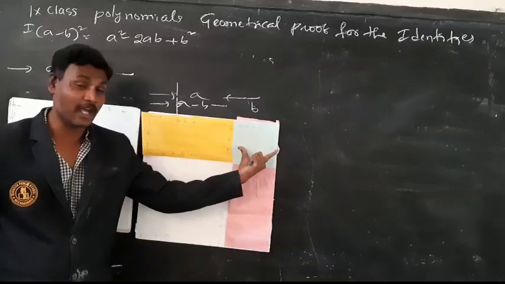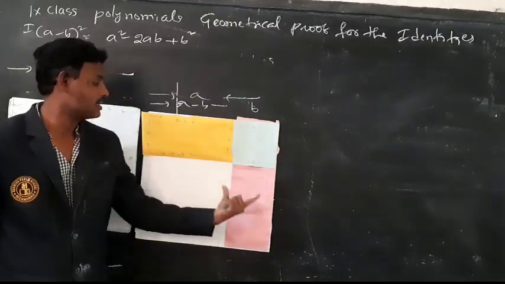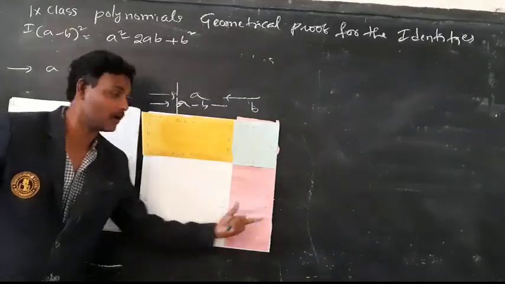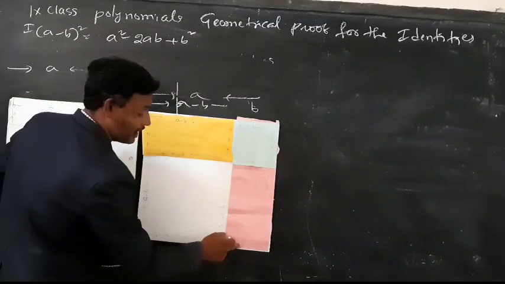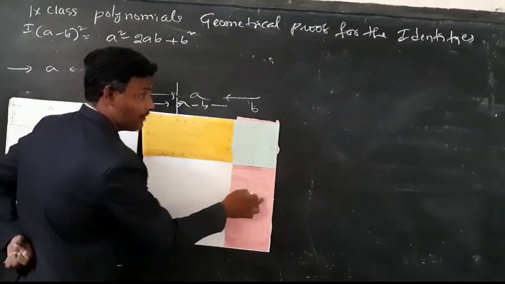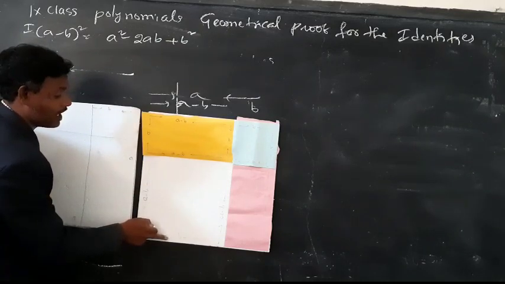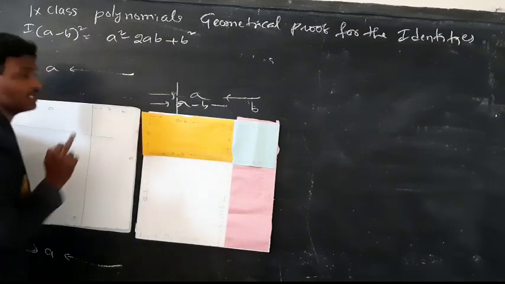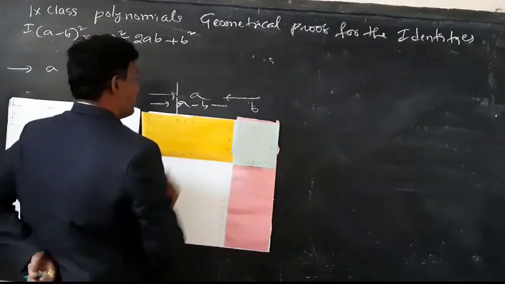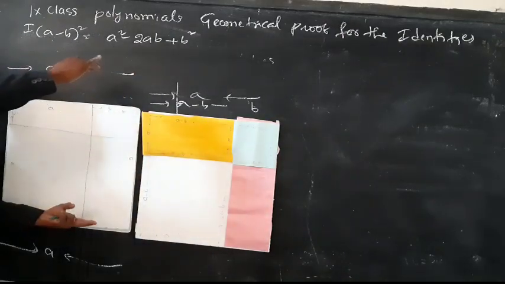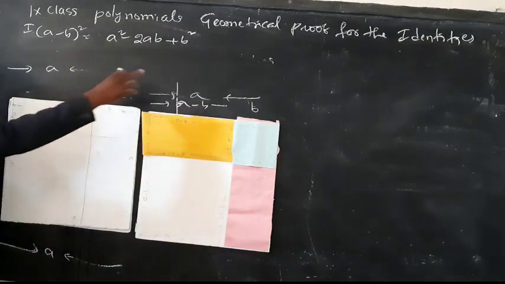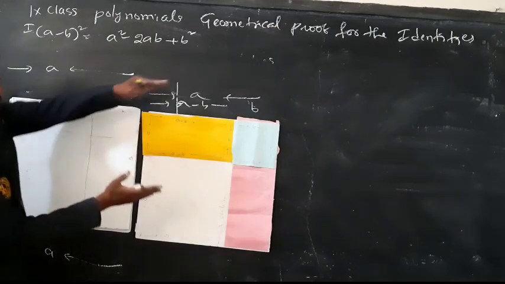Here one square is common with b units, and one pink colored rectangle is common. What is the length here? The breadth is b and the length is a minus b. So the middle part is a square. What is the length here? a minus b, and a minus b, and a minus b, and a minus b. So here the square is divided into 4 parts.